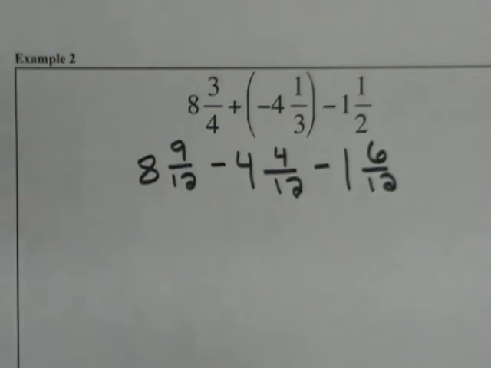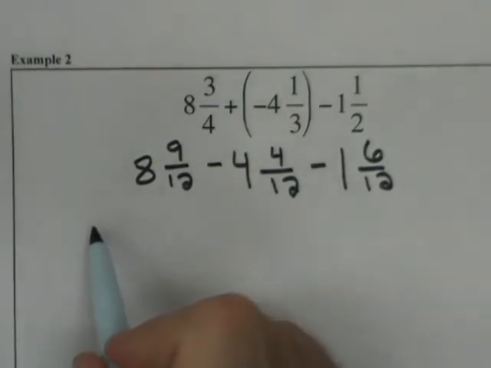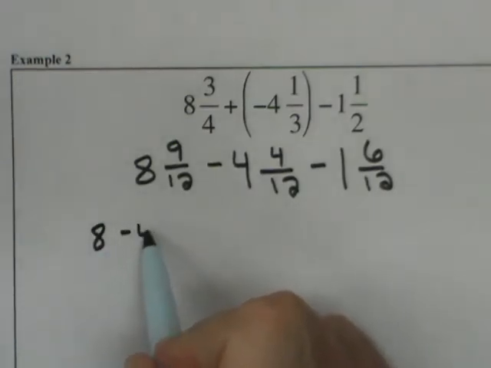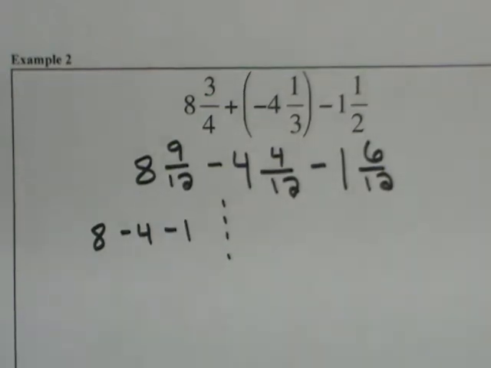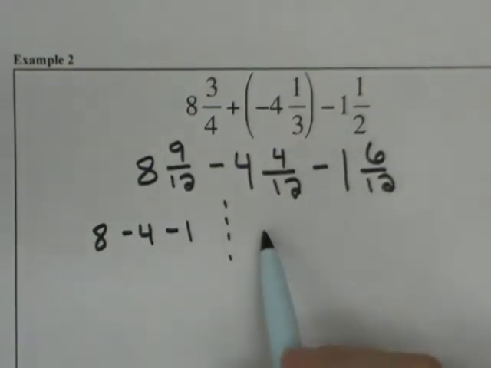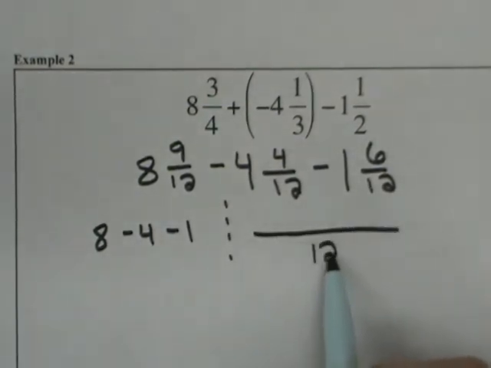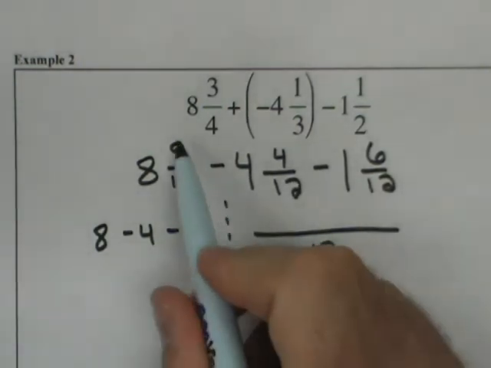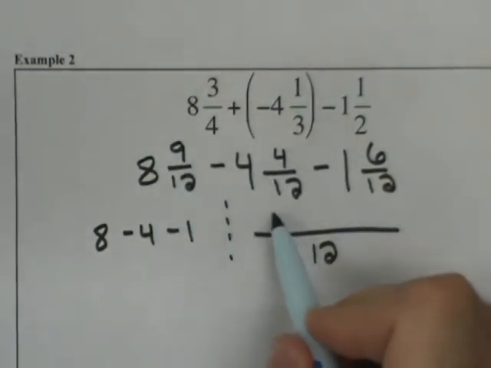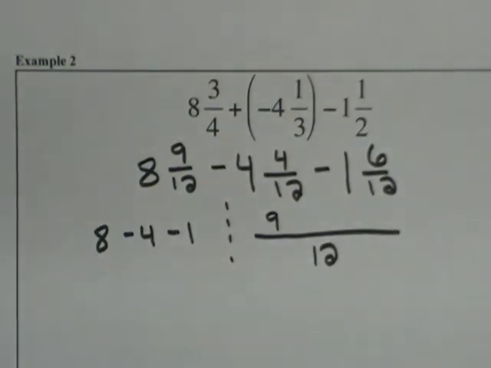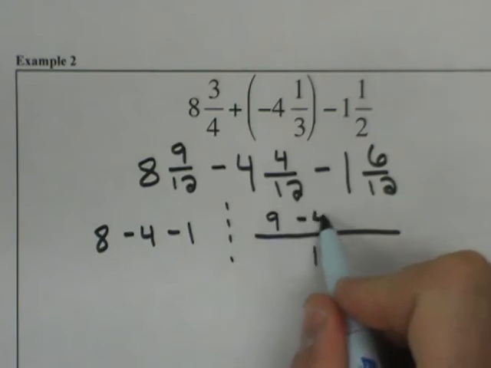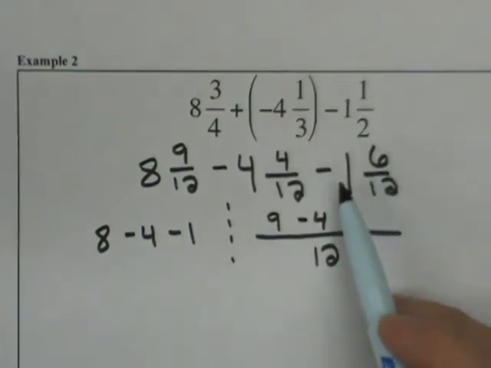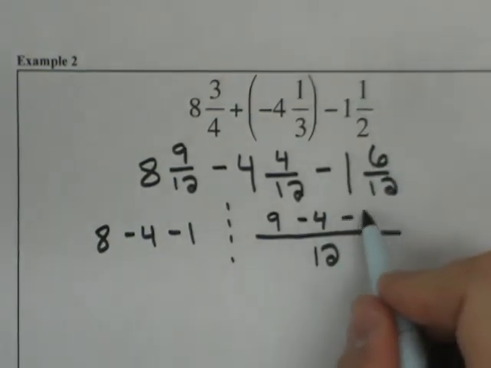I'm going to split the problem into whole numbers and fractions, paying attention to the signs. So I have the whole numbers 8, negative 4, and negative 1. Put my line here. And now I have a common denominator among my fractions, which is 12. The first mixed number was positive, so the fraction is positive 9. The second number was negative, so the fraction is negative, minus 4. The third mixed number was negative, so the fraction is negative, so I say minus 6.